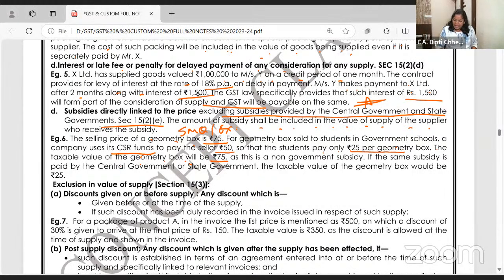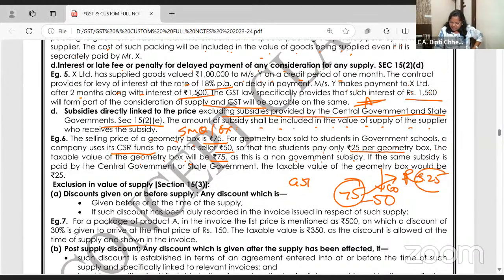75. As this is a non-government subsidy, I am selling you the box at 75, but the recipient is getting it only at 25 because 50 rupees is funded by a company. This subsidy is not central government or state government. So the question is, GST should be charged on 75 or 25? 75. I am the seller. How much transaction value am I getting? 75.